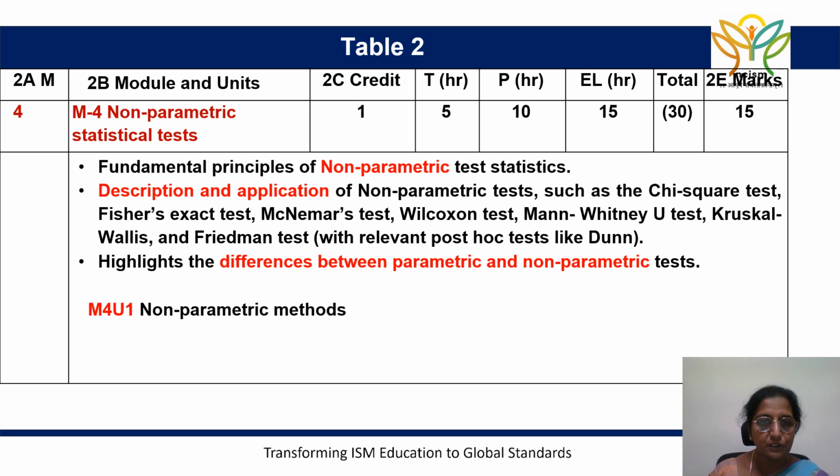So at the end of this module, the student should be able to understand the principles of non-parametric statistical tests and must be able to apply non-parametric tests such as chi-square test, Fisher's exact test, McNemar's test, Wilcoxon test, Mann-Whitney U test, Kruskal-Wallis test, and Friedman test with relevant post-hoc tests like Dunn, and also must be able to differentiate between parametric and non-parametric tests.